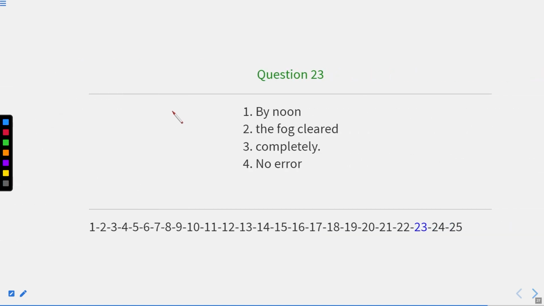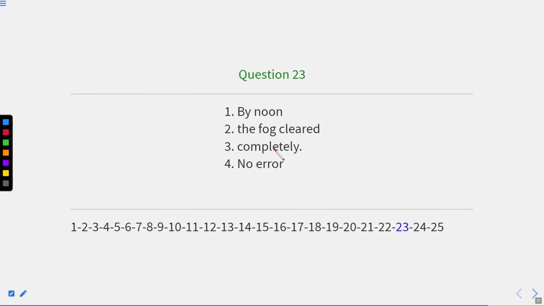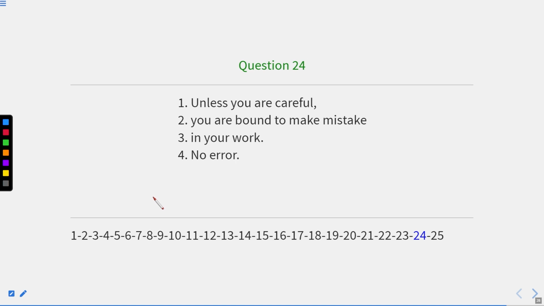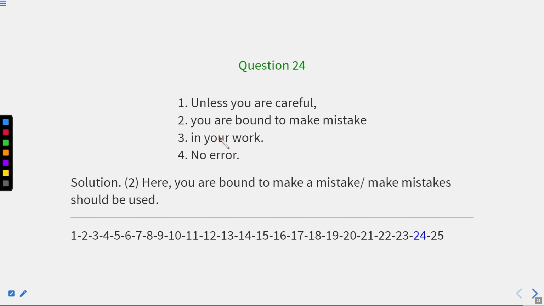Now let us move to the next one. This is question number 3. By noon the fog cleared completely. So here there is no error in this sentence, so the sentence contains no error, and the answer will be 4, that is no error. Now let us move to question number 24. Unless you are careful, you bound to make mistake in your work. So we can either say make mistakes or you are bound to make a mistake. If there is only one, we should say make a mistake. But if there are more than one, we can say mistakes. So the error is in the second part. Here you are bound to make a mistake or make mistakes should be used.